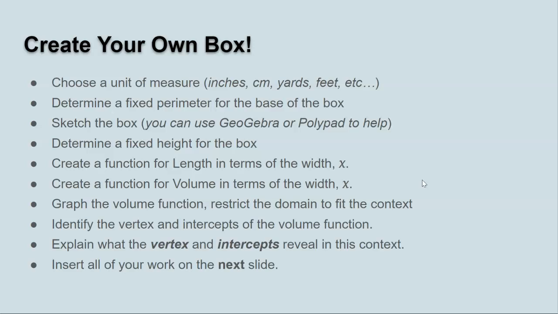So they would put a point for the vertex, and for the label on the vertex, they would put the ordered pair again, and then they'd put some words describing what those numbers mean. Same for their zeros. They would put the point on the graph, maybe an open circle, because you don't really have endpoints on this one, and they could describe what's happening there. And then finally, they just insert it on the next slide. Oh yeah, and they can take screenshots of their equations for their length and their volume with the restricted domain.